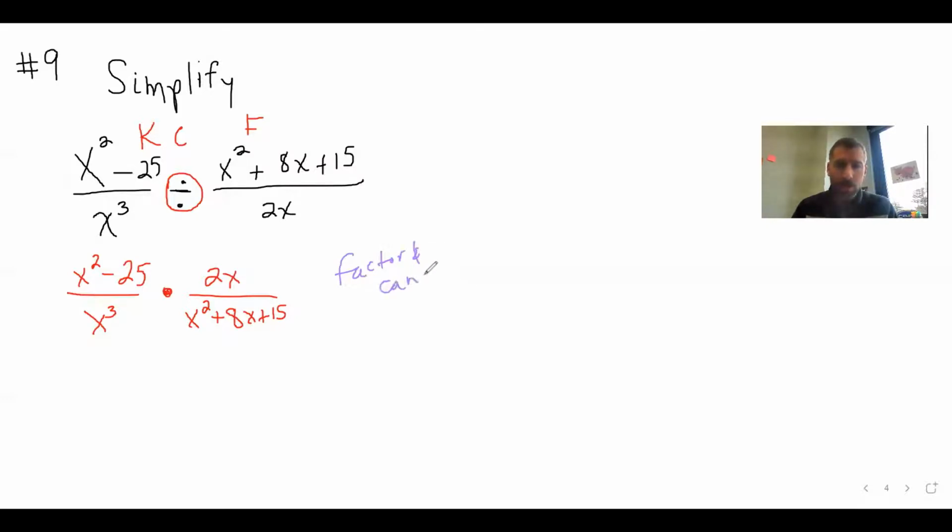How do I know that I'll be able to cancel? Because I've got a times sign in between. So right there, that's the cue. Times sign means factor, then try to cancel things out. And so let's actually go through that process.